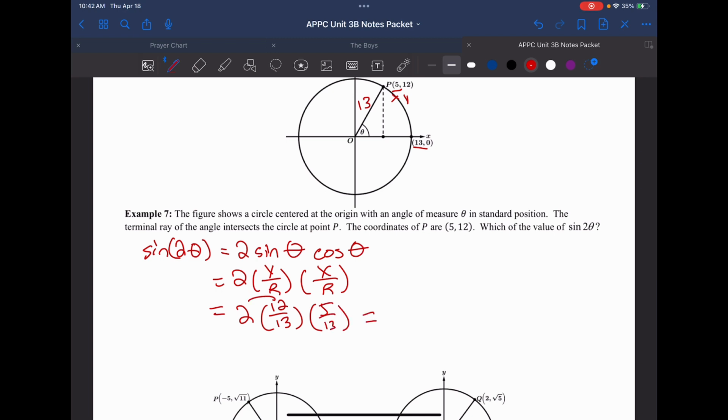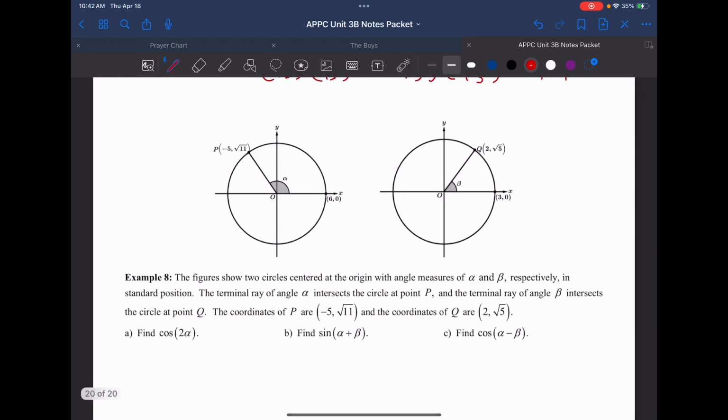And I can multiply the top together, so 2 times 12. That gives me 24 over 13 times 5 over 13. Then multiply across, which gives me 120 over 169.